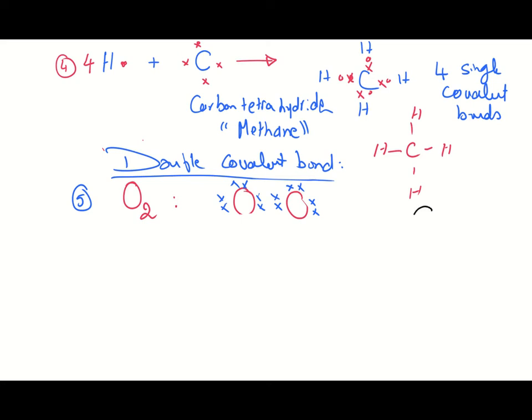This means that in the bond region, we call this region the bond region, we have 2 pairs of electrons. That's why we call it a double covalent bond.